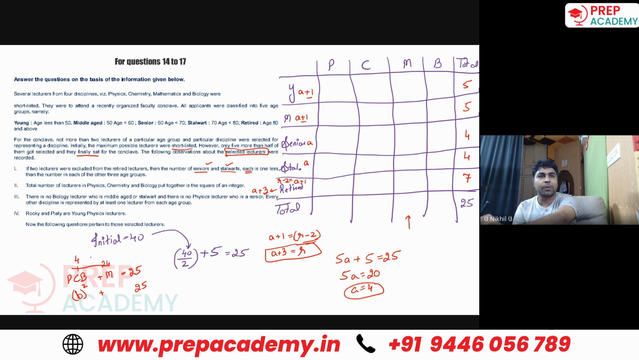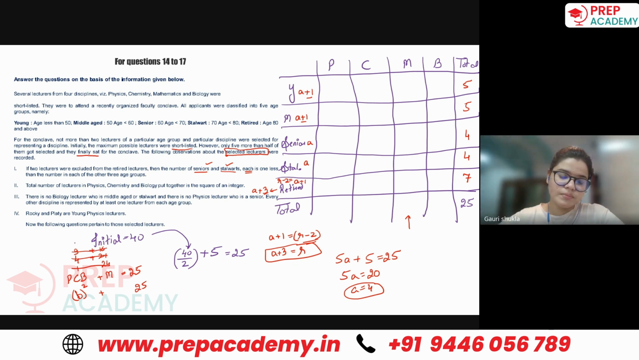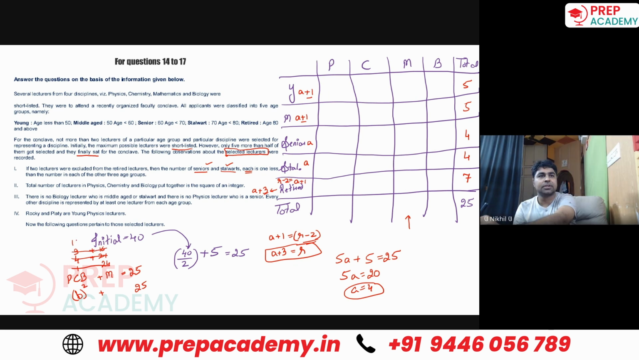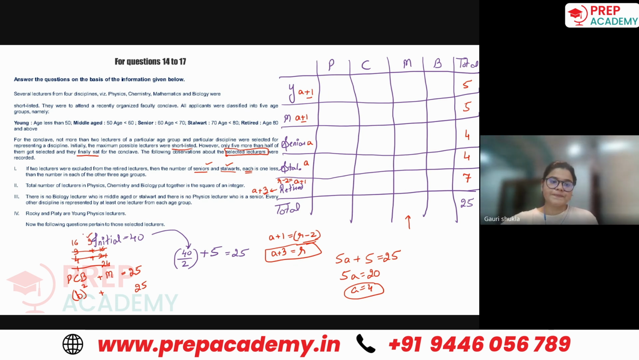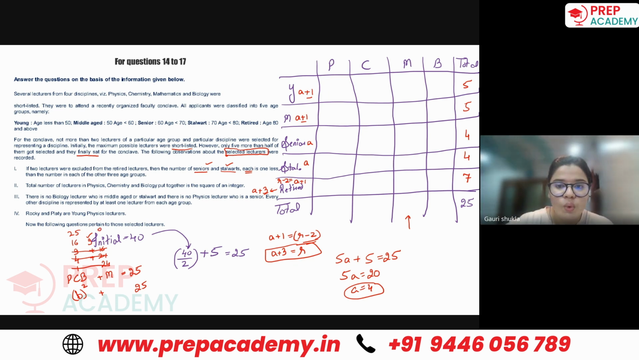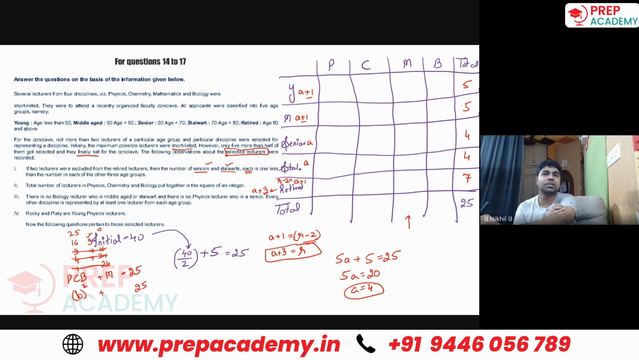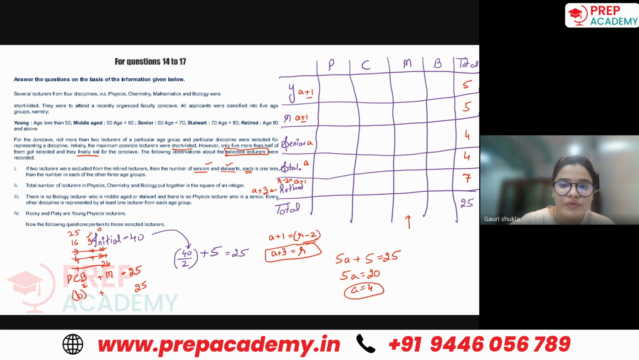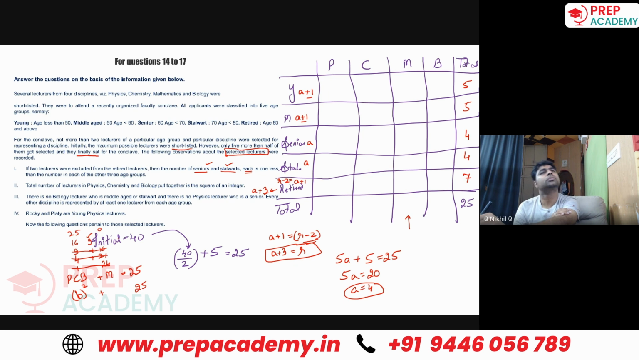Can this be 4 and 21? That will also make a 4 as a perfect square? No. Can this be 3 square, 9 and 16? No. Can this be 16 and 9? Yes. Okay. Can this be 25 and 0? Again, not possible. Right? Because there has to be a minimum of 2 in each. No.